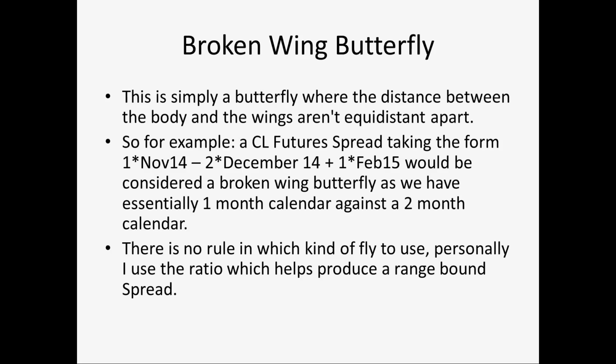And one last thing, a slight variation on the normal butterfly is the broken wing butterfly. This is simply a butterfly where the distances between the body and the wings aren't equidistant apart. So for example, a CL future spread taking the form 1 November 14, minus 2 December 14 and 1 February 15 would be considered a broken wing butterfly, as we have essentially a 1 month calendar against a 2 month calendar. So there's no real rule on which kind of fly to use.